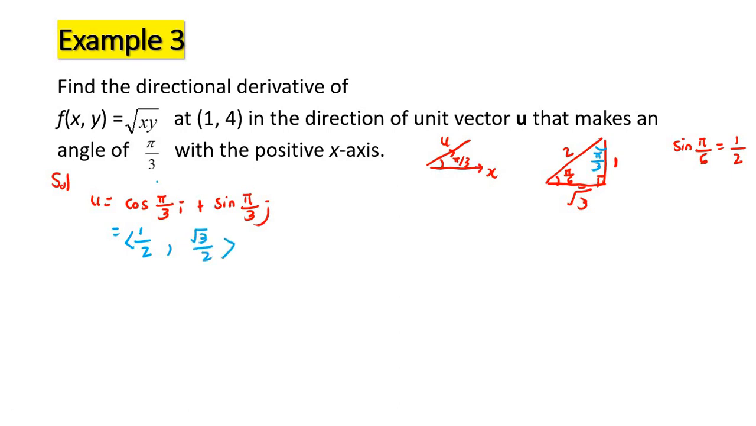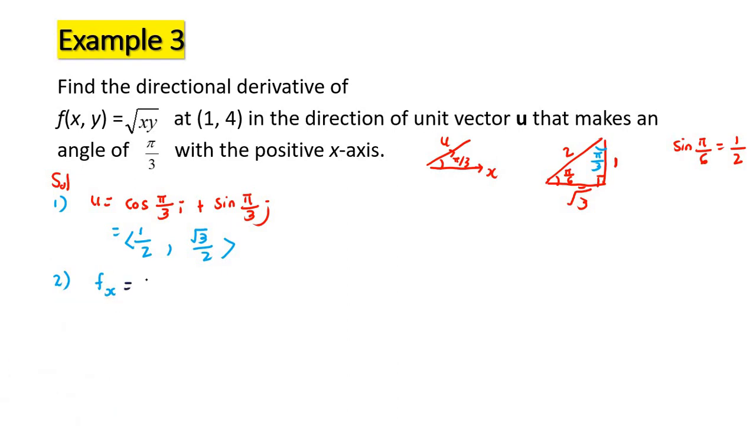So in this question, they give you an angle pi over 3. So the i component will be cos pi over 3, plus the j component sin pi over 3 j. This is one more additional step compared to example 2. The first step is finding u, the second step is finding fx.